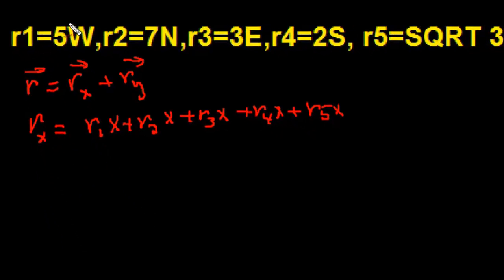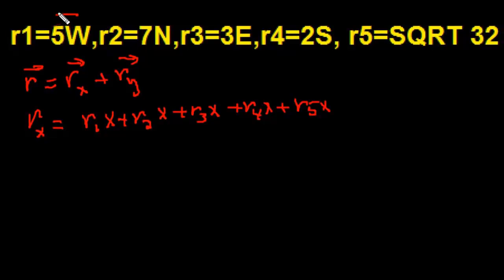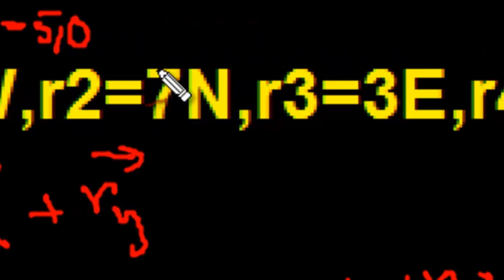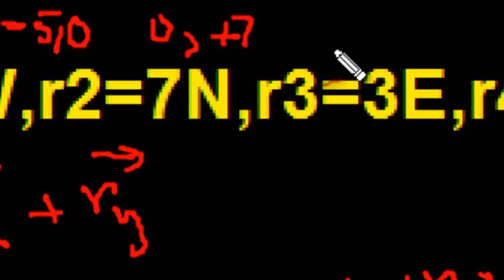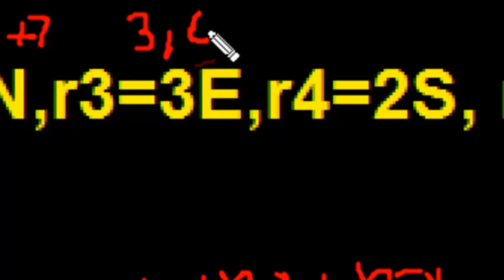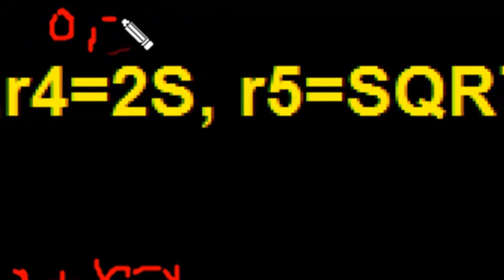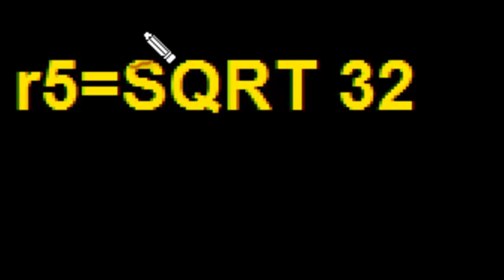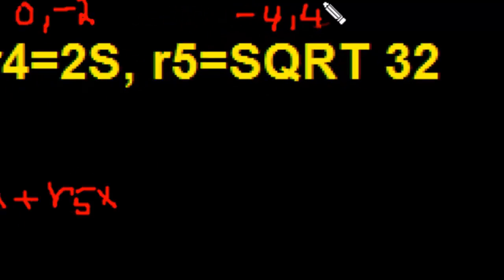The first vector is traveling west, so it's moving negative 5 in x and 0 in the y direction. The second one would be 0 in the x direction and plus 7 in the y direction. The third one is going east, plus 3 in the x direction and 0 in the y direction. Fourth one south, 0 in the x direction, negative 2 in the y direction. And the last one, as we figured using the Pythagorean theorem, was negative 4 in the x direction and 4 in the y direction.